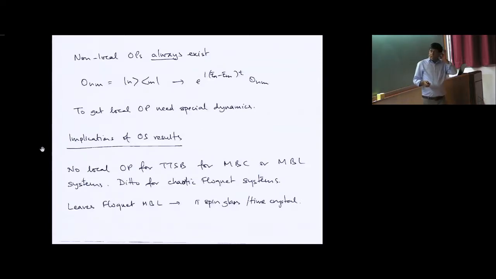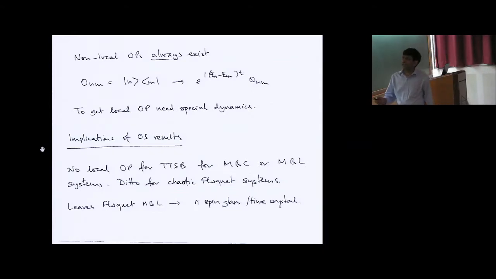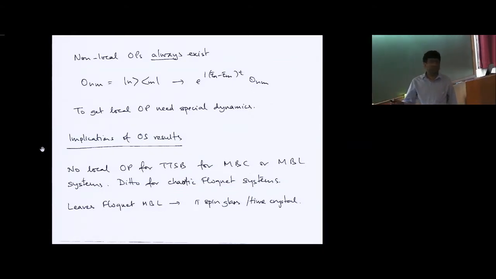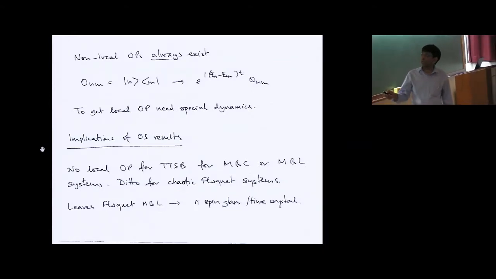Now, this locality is important because, of course, non-local order parameters always exist. Given exact eigenstates of the system, I can just make up, using the adjoint action of time evolution, this projector-like object, and it picks up a phase. But local order parameters are rare and would require some very special dynamics to make that happen.